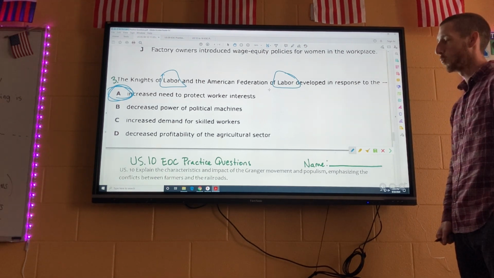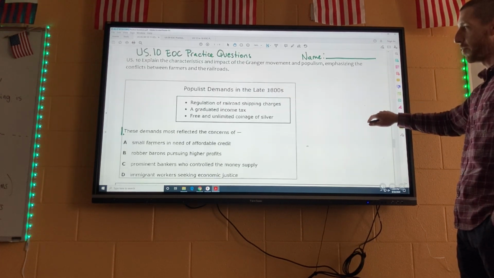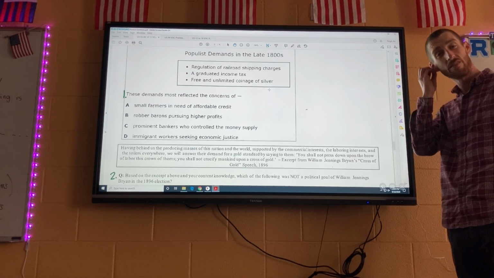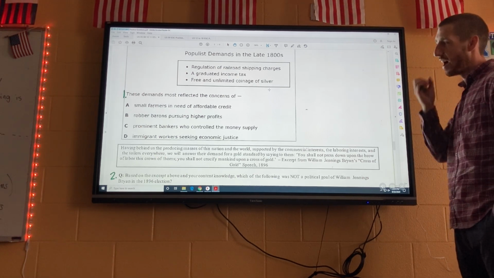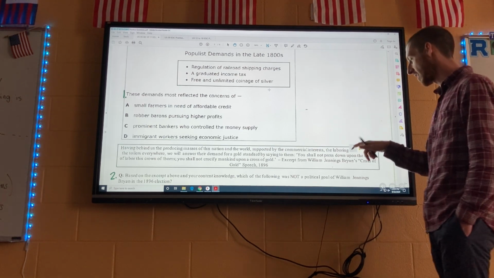Rocking and rolling. All right, US 10. US 10 has a lot. And remember, it's all about populists and farmers. But these seem difficult, and a couple of them are kind of tricky, but they're not really too bad if you just remember to use your clues and use the knowledge that I gave you already.